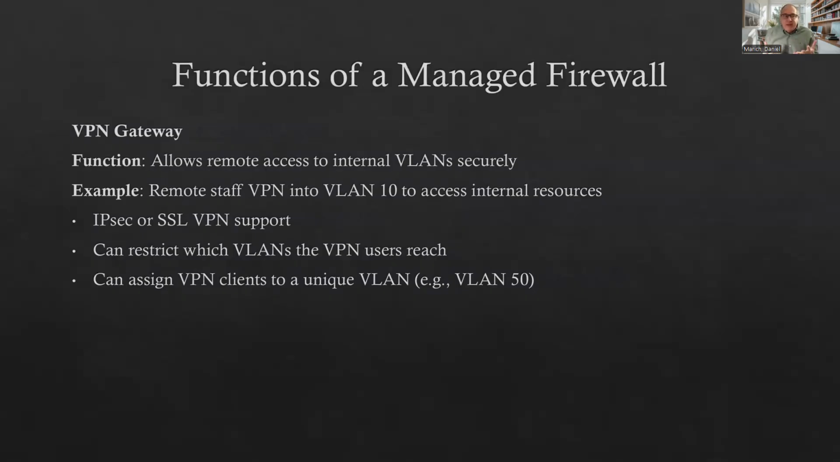All right, VPN gateways. This is another important factor here. A VPN is a virtual private network, and it provides a gateway to this virtual private network, which provides secure remote access to internal network resources. So for example, remote staff can connect to the network over a VPN tunnel and gain access to resources in VLAN 10, such as an internal file server or application.